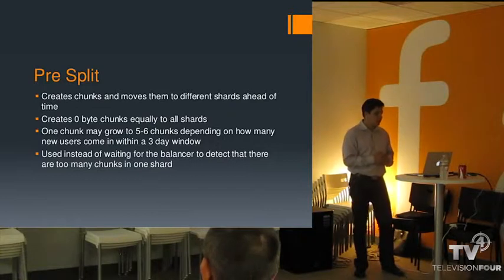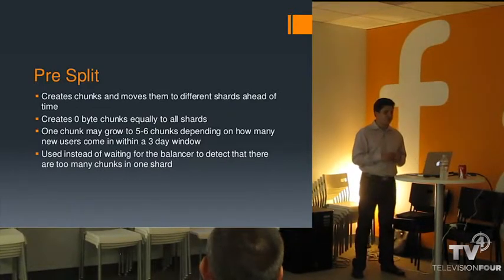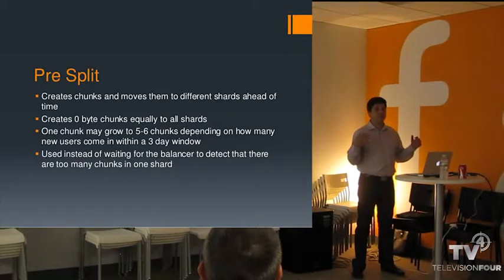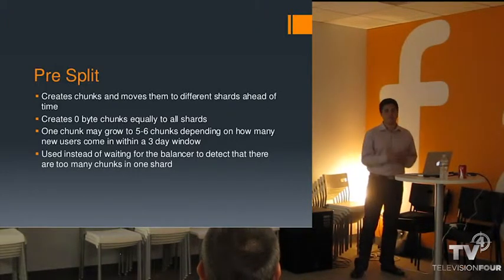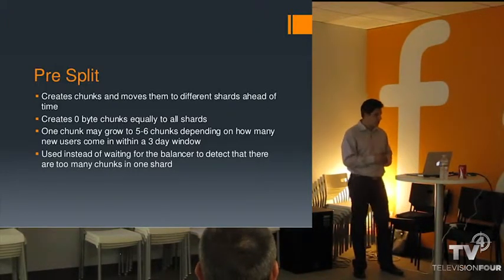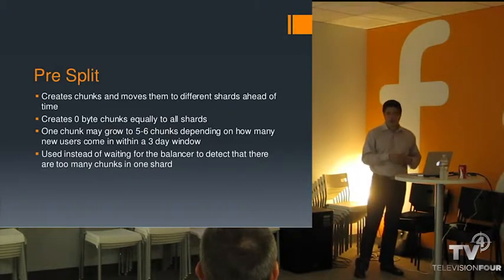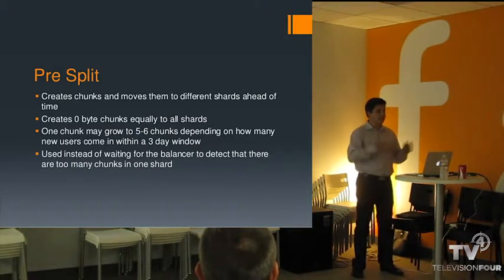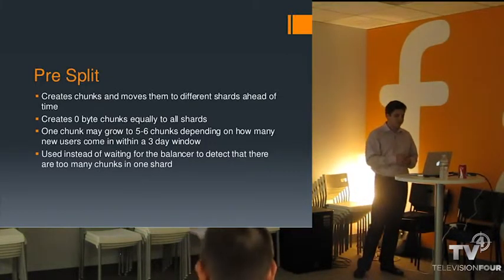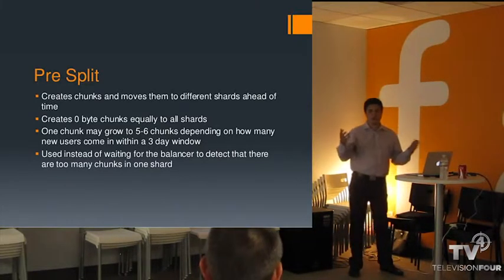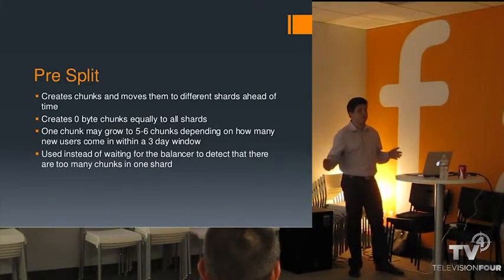So what is a pre-split? A pre-split creates chunks and moves them to different shards ahead of time. It creates basically 0-byte chunks. It's kind of a way to tell the database where the users are going to go before they're actually created. And later on, if the data still doesn't fit into those chunks, they'll grow to 5 or 6 chunks, depending on how many new users there are.